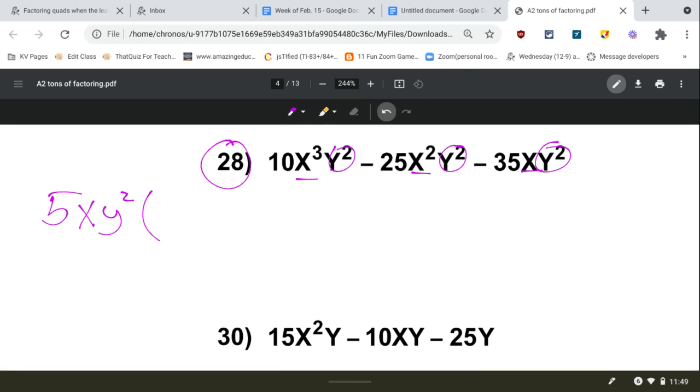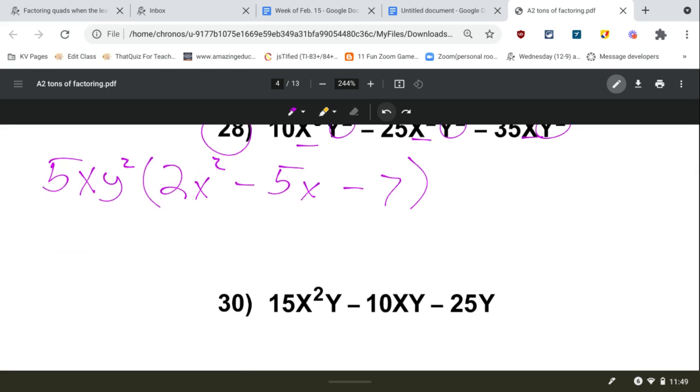So the first term is going to become a 2, and it'll be an x squared, so that way I have x and x squared to give me x to the third power. Then it's a minus 5x, and then a minus 7. You would want to distribute this back in just to make sure that you factored it out right.